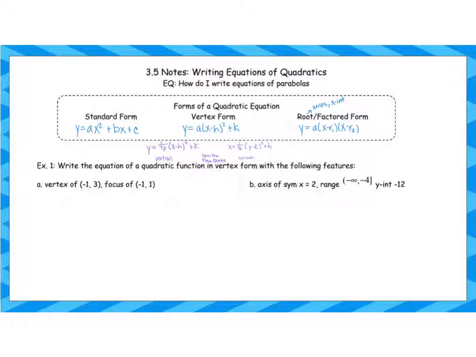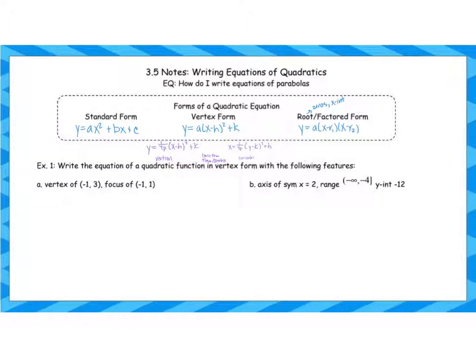All right, so now let's go ahead and look at that first example. We're going to write the equation of a quadratic function in vertex form that has the following features. The first one gives me the vertex and the focus. Since it gives me the vertex and the focus, I'm going to use one of these two equations because those are the equations that are easiest to use when you know the focus or the directrix.